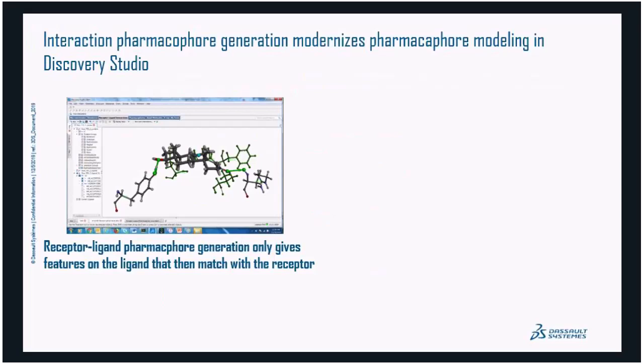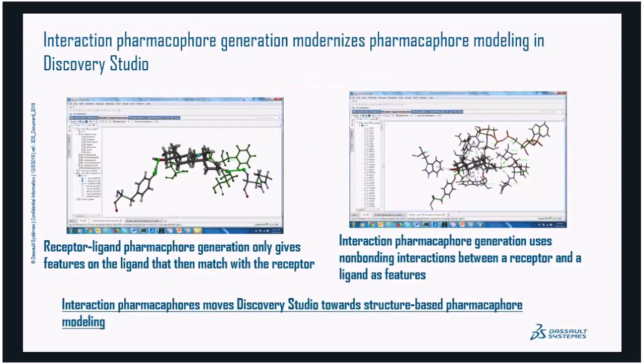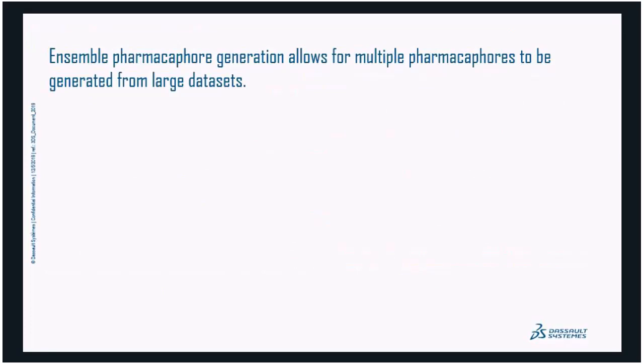It wasn't really taking into account the tools from structure-based drug design, because now we have docking tools and we have co-crystal structures, and we can actually look at the interactions between the receptor and the ligand. So we want to be able to build pharmacophores based on those non-bonding interactions between the receptor and the ligand, something that's not ligand-centered. We want to move from being ligand-centered to being more structure-based, because this is the way the field is moving. So that's interaction pharmacophores.